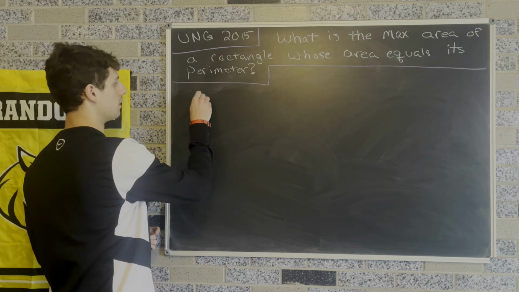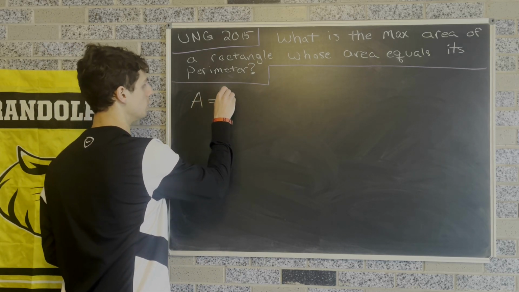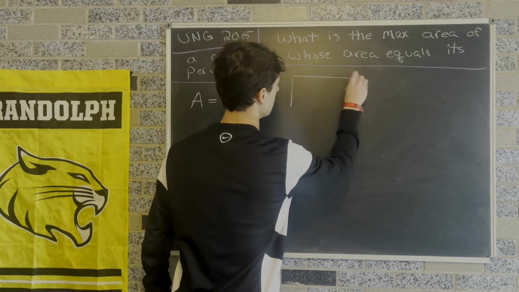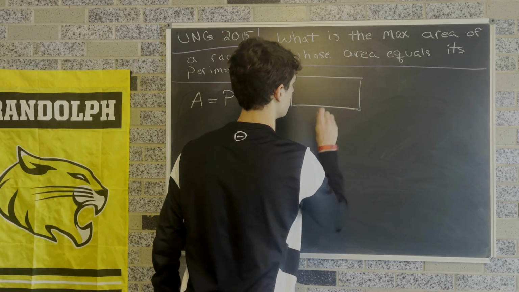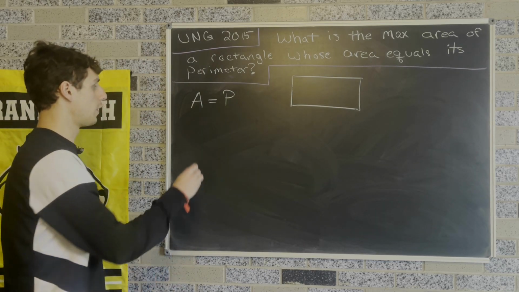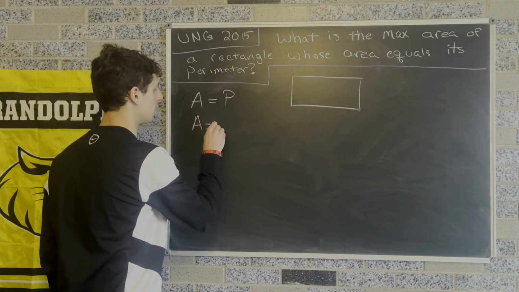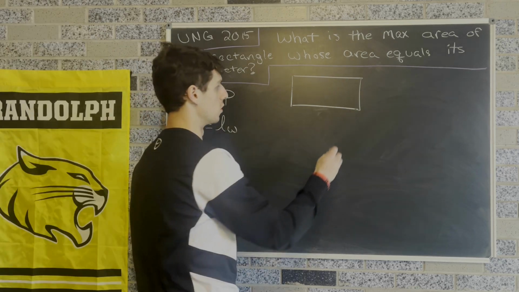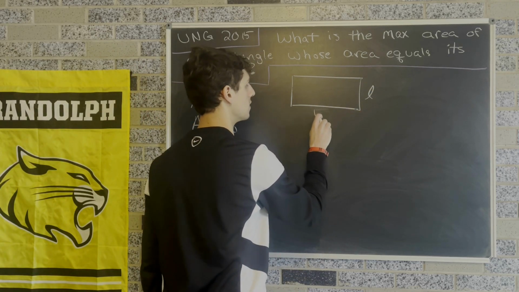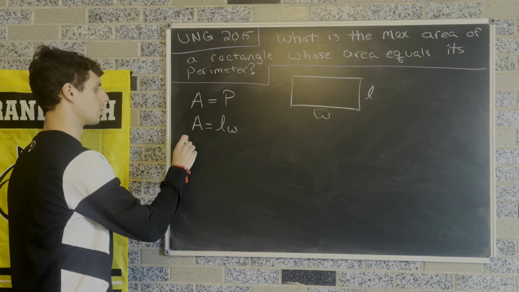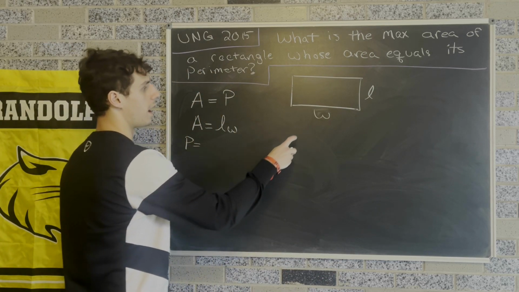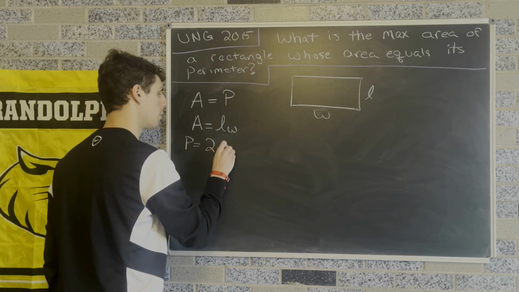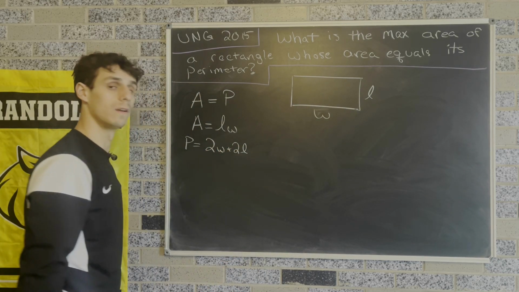It gives us that the area of a rectangle is equal to its perimeter. Now I'll go ahead and draw out our rectangle here, so that we have a reference for what we're working with. Now recall that the area of a rectangle can be calculated by multiplying the length and the width of the rectangle. So we'll call this segment here our length and this segment here our width. But then similarly, we can find the perimeter by 2 copies of the width plus 2 copies of the length. So we'll have 2w plus 2l.